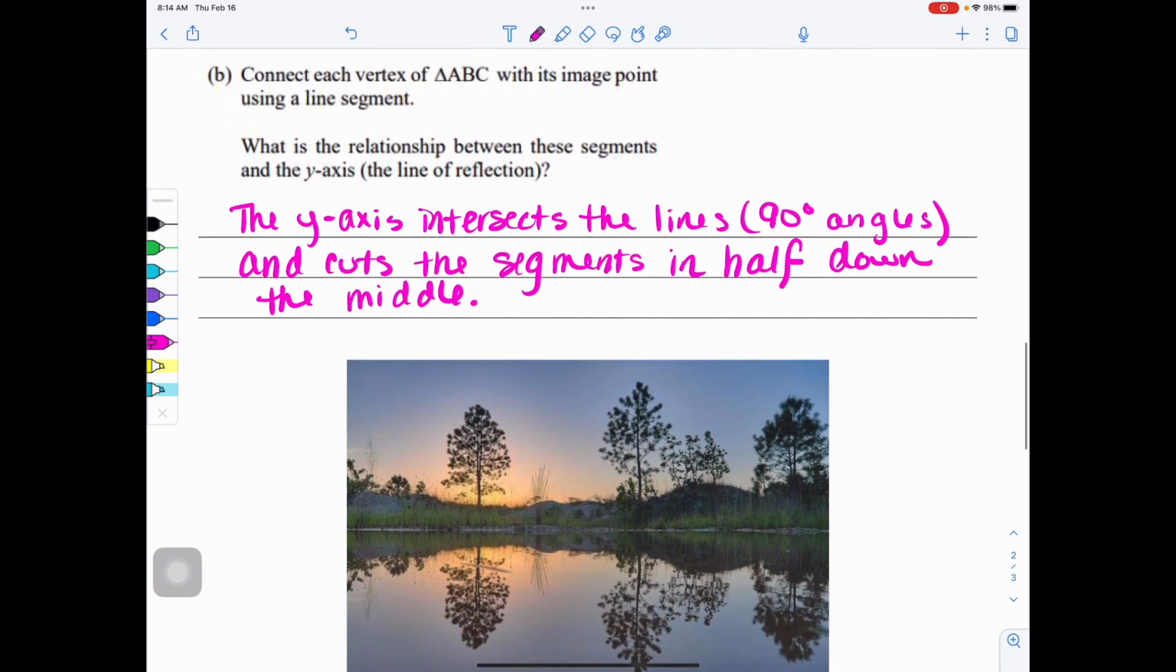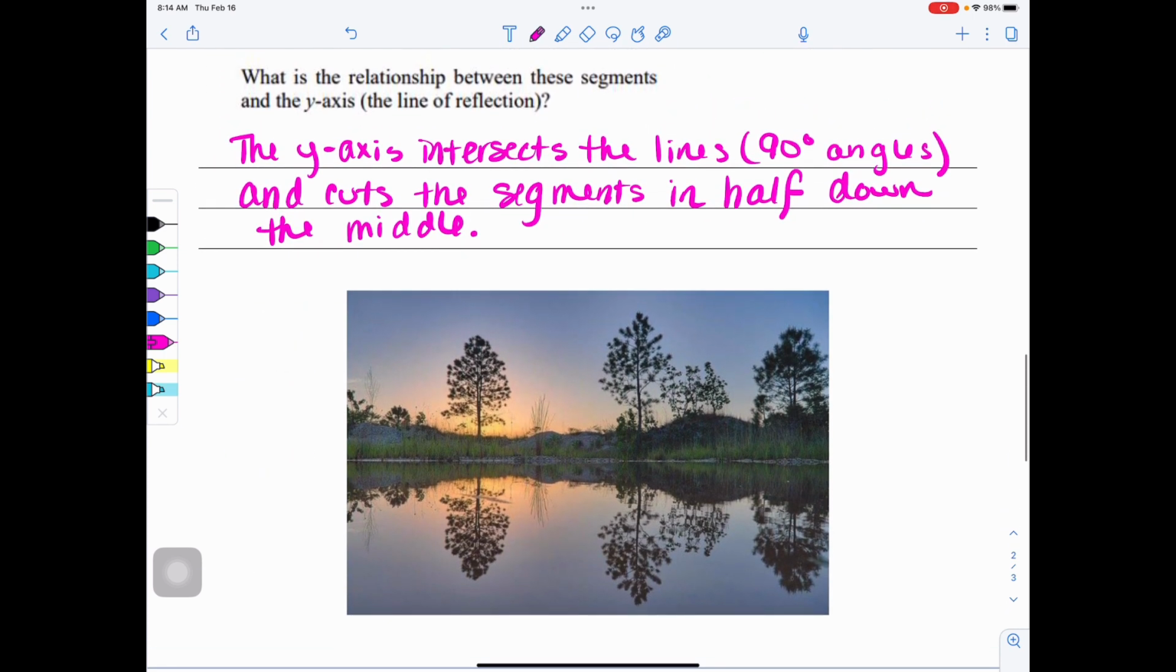Okay, and then there's an image at last that we looked at the beginning, just to give you a real life situation of where we see reflections in the real world. And that concludes our lesson on reflections day 1.